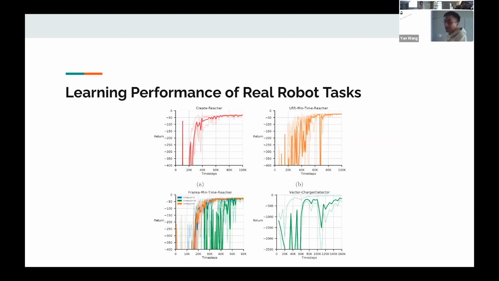So let's look at SAC's performance on our robotic tasks. The successful learning curves of the four robotic tasks confirm the usefulness of our guidelines in predicting the learning performance of the real robotic tasks.